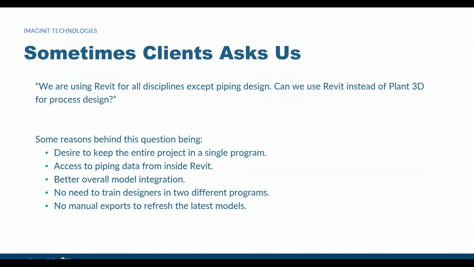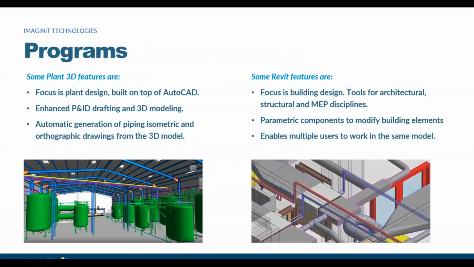A lot of times, some of our clients ask, we're using Revit for all disciplines except piping design. Can we use Revit instead of Plant 3D for process design? Some reasons behind this question being desire to keep the entire project in a single program, access to the piping data from inside of Revit, better overall model integration, no need to train designers in 2 different programs, no manual exports to refresh the latest models. So as we're speaking of here, we know that Revit can house HVAC, piping, electrical, some architectural, where Plant 3D mainly focuses on the piping and equipment side with some of the structural.